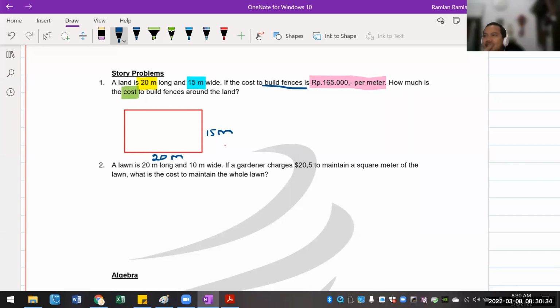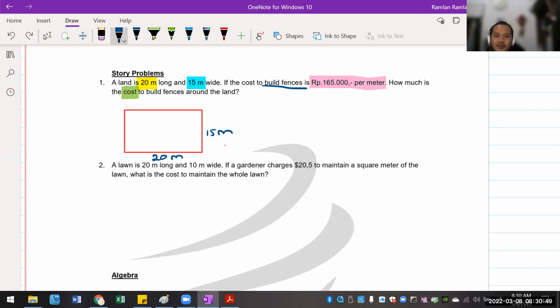What do you build fences? If this is the land, what do you build the fences? You build it around the sides, like lines. Yes. Okay, that's the reason why we're connecting this to the perimeter.